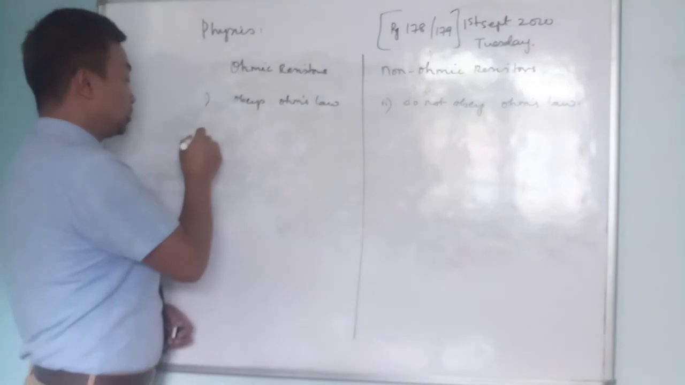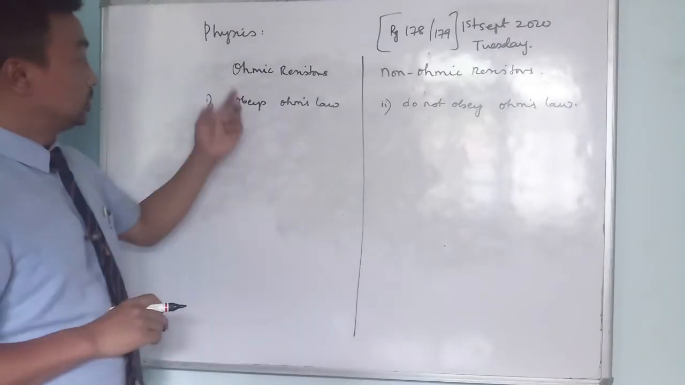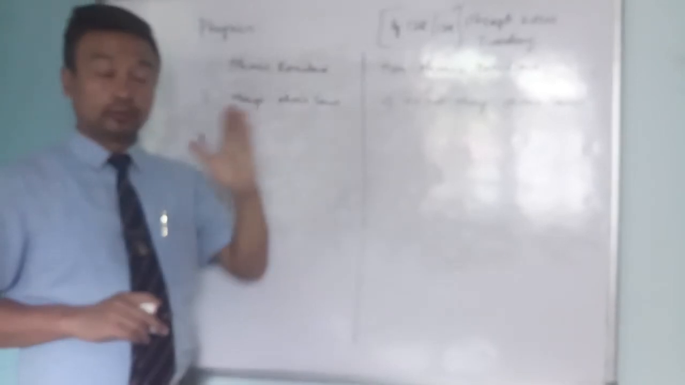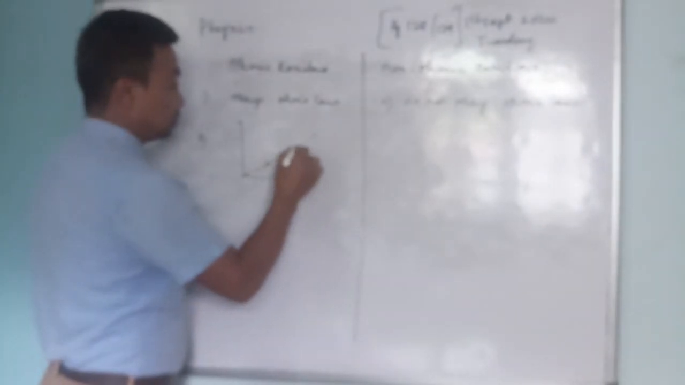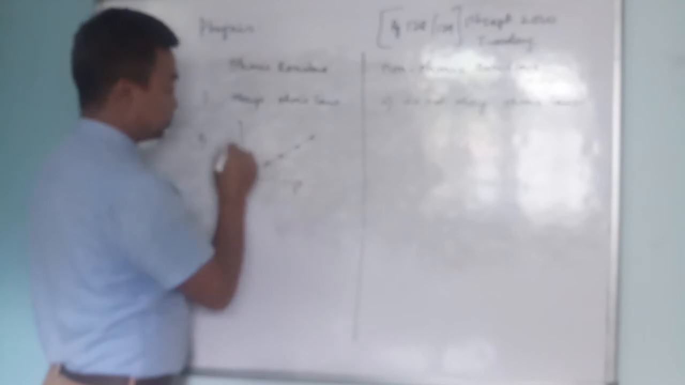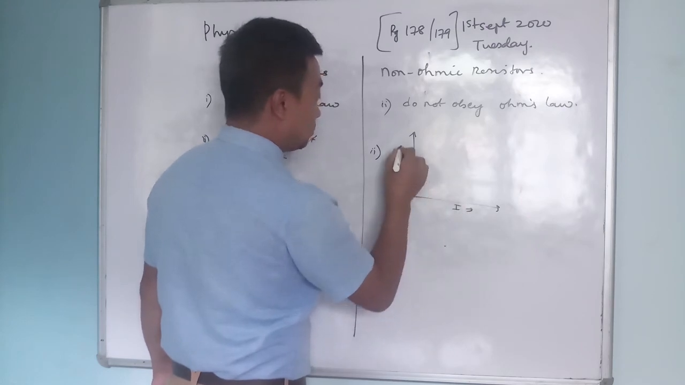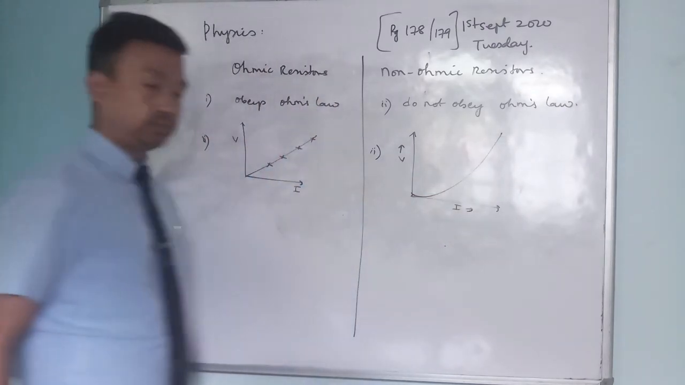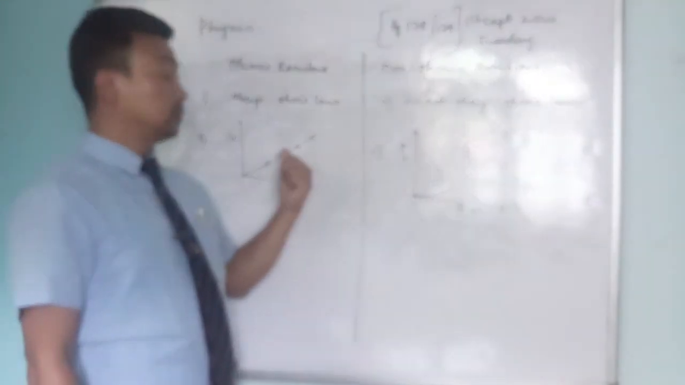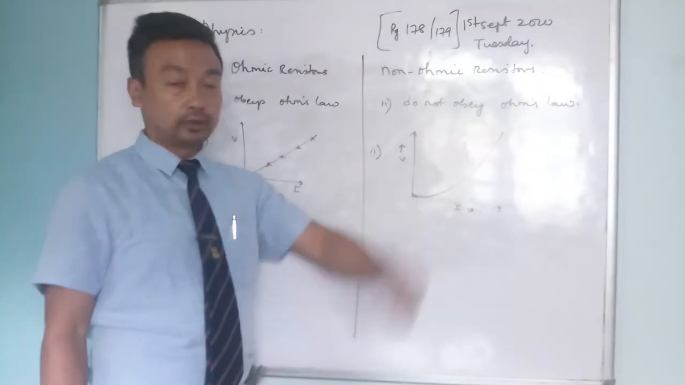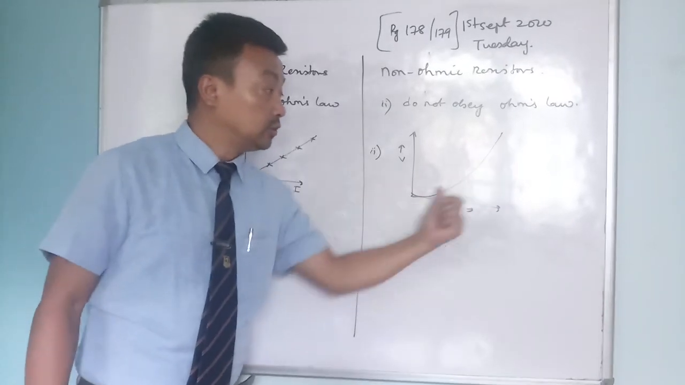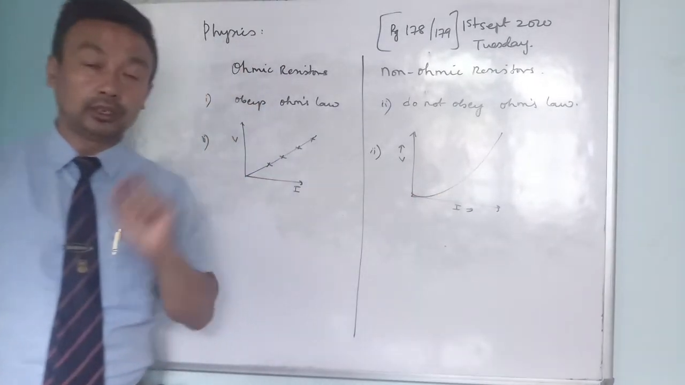The second point is that in the VI graph of ohmic resistors, there will always be a straight line, something like this. This is the ohmic resistor. If you plot the VI graph for non-ohmic resistors, it will not come out to be a straight line, but in fact it will be a curve, because here the value of the resistance is fluctuating, it is not constant.